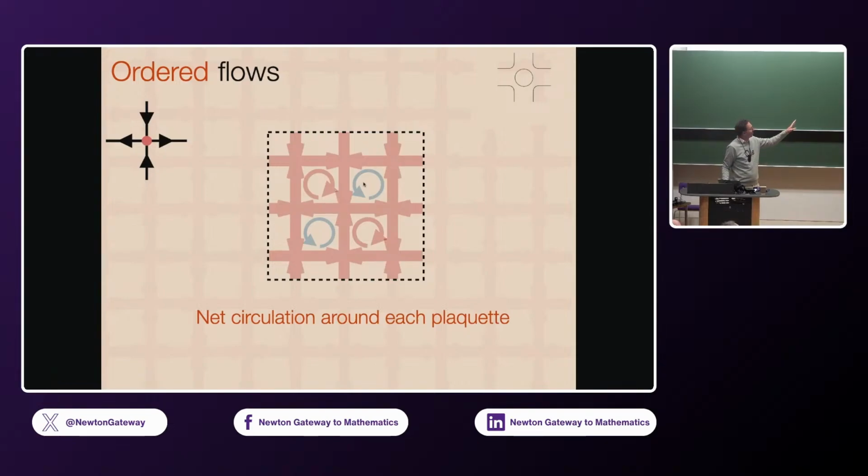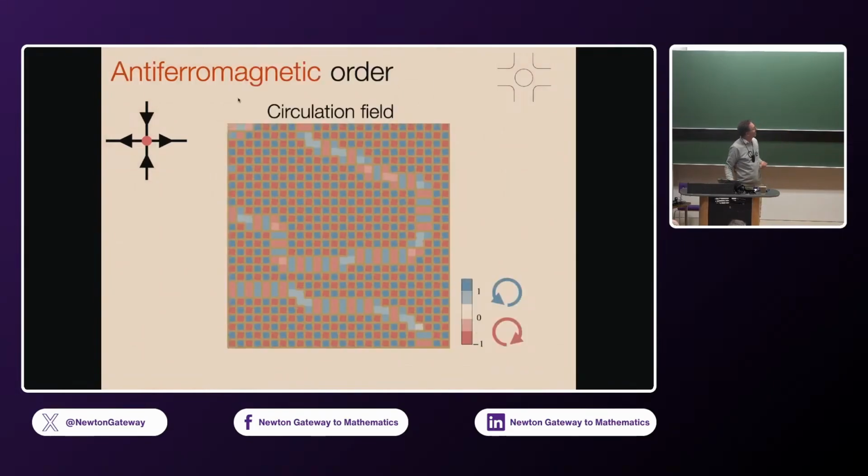I'm not cheating here, for once. You can see that by plotting the circulation field at the scale of the whole sample, you have nice antiferromagnetic domains that are separated by domain walls, and I will tell you later what these domain walls are made of. So we have antiferromagnetic order. That's one type of pattern: circulation around the plaquettes.